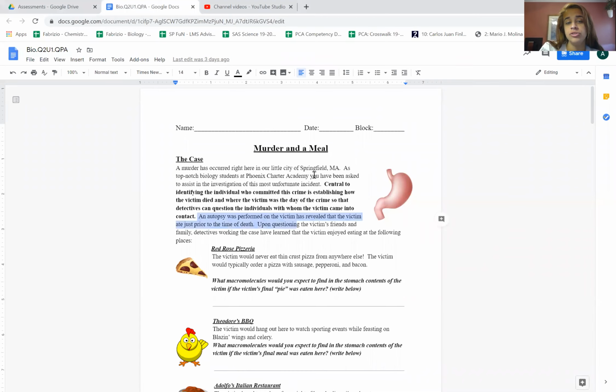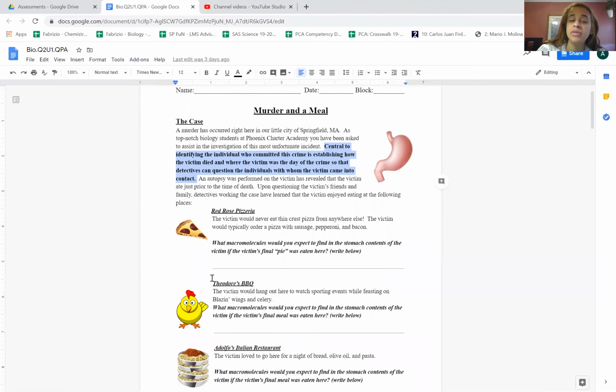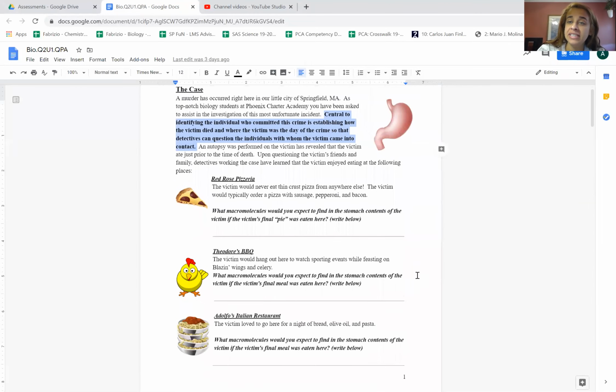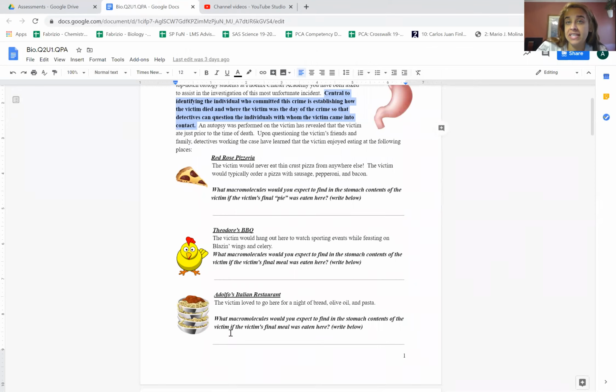So central to identifying who committed the crime is establishing how the victim died and where the victim was the day of this crime, so that the detectives can question individuals who the victim saw that day. So from our last mini QPA, number 2, the tests that we are working with, the Biuret, Sudan, iodine, and Benedict's solutions that react with a specific type of macromolecule, are really important here, because from testing the stomach contents of the victim, we can figure out what macromolecules are present in his body, and then which of these 3 places he ate his last meal at.